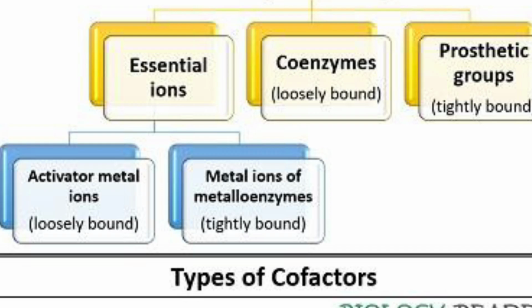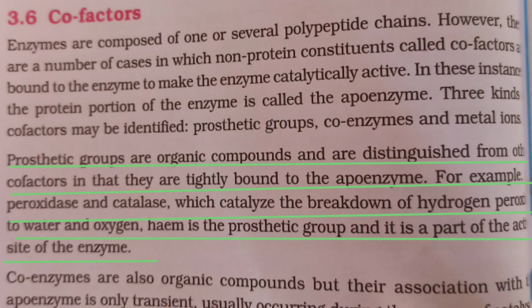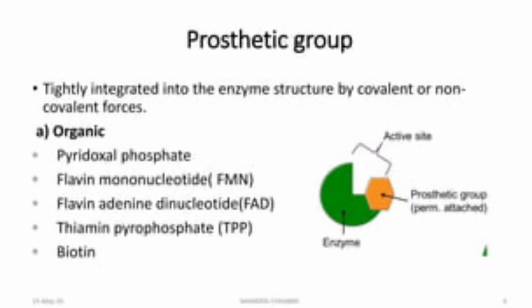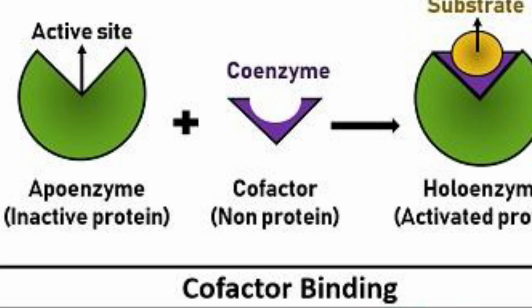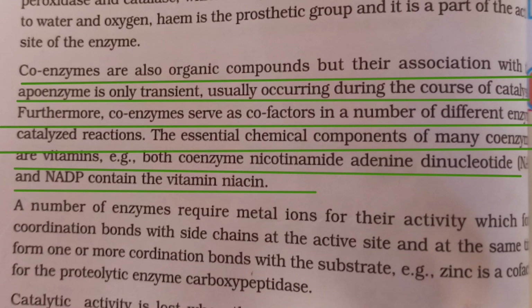Prosthetic groups are organic compounds that are distinguished from other cofactors in that they are tightly bound to the apoenzyme. Example: peroxidase, catalase. Coenzymes are also organic compounds, but their association with the apoenzyme is only transient, usually occurring during the course of catalysis. A coenzyme serves as a cofactor in a number of different enzyme-catalyzed reactions. The essential chemical component of many coenzymes are vitamins, for example NAD or NADP, with vitamin niacin.